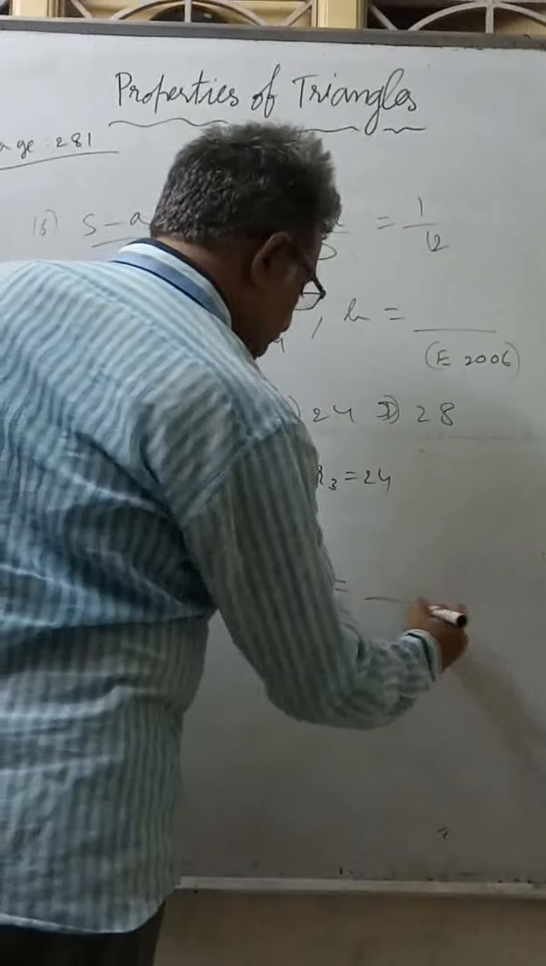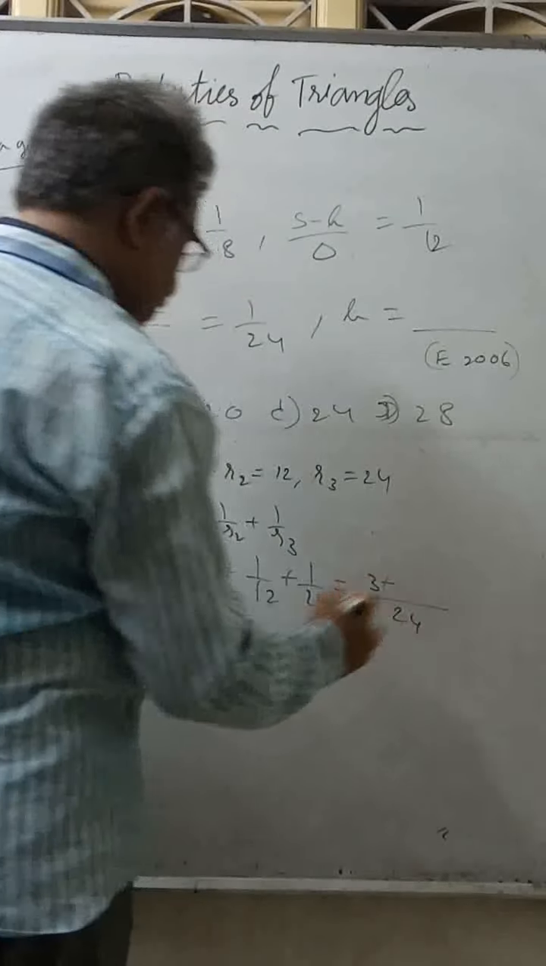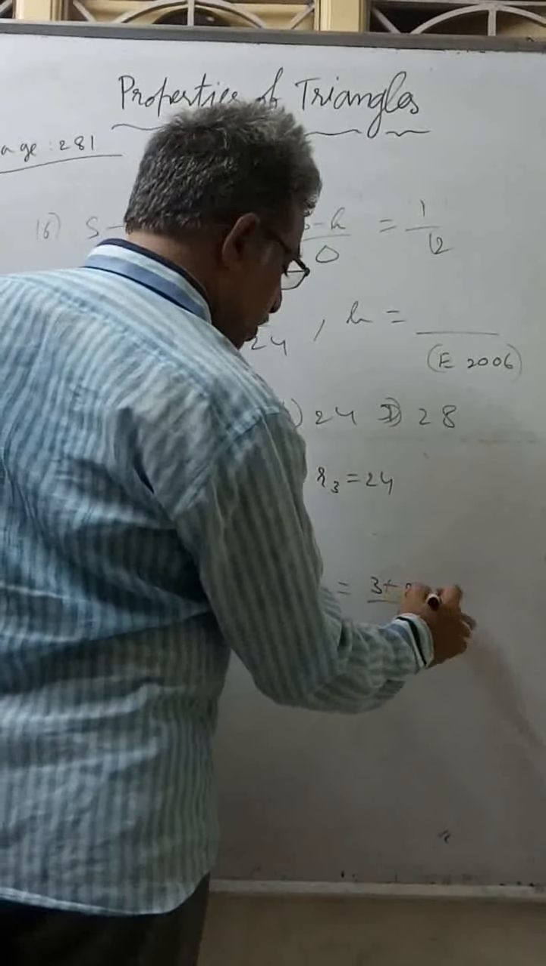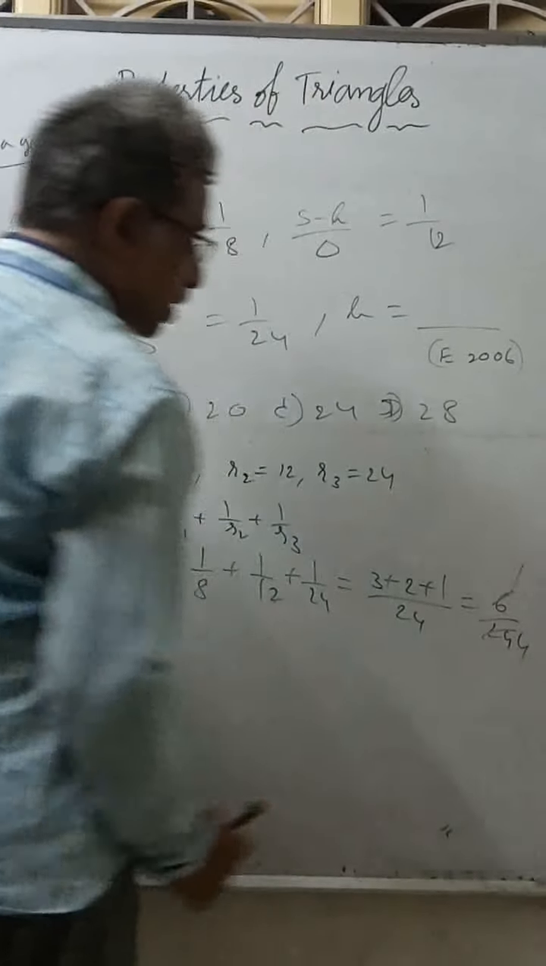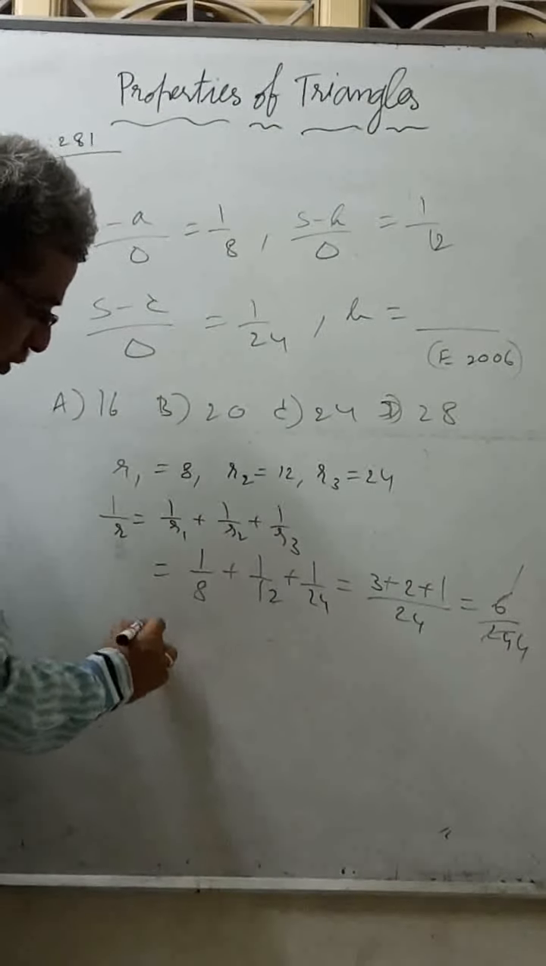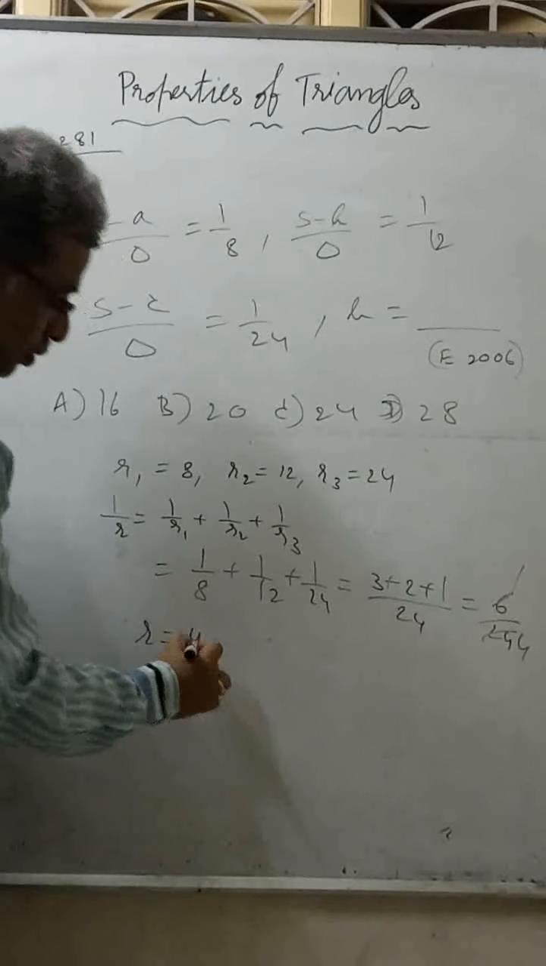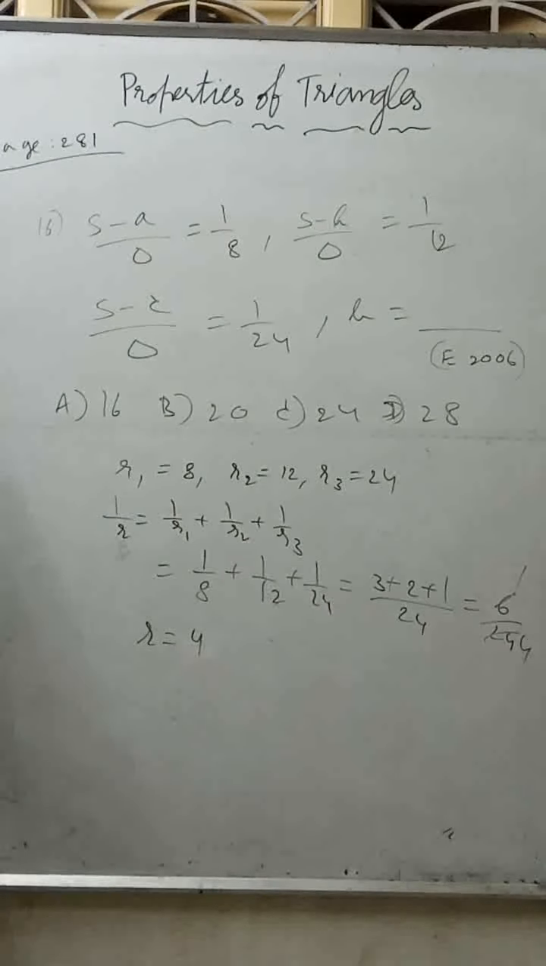So LCM is 24. 8 threes are 24, 12 twos are 24, plus 1. So it becomes 6 by 24, which becomes 1 by 4. So 1 by r equal to 1 by 4 means r is equal to 4.